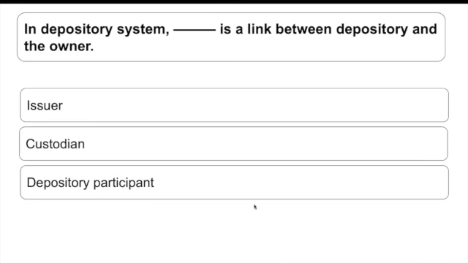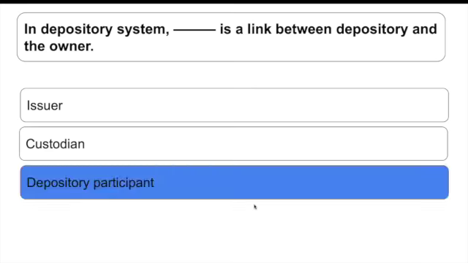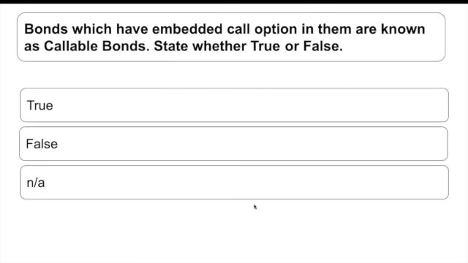On to the next question. In depository system, dash is a link between depository and the owner. A. Issuer, B. Custodian, C. Depository participant. And the correct answer is depository participant.